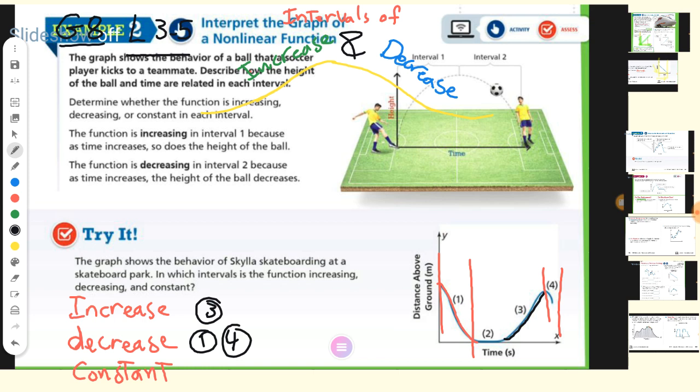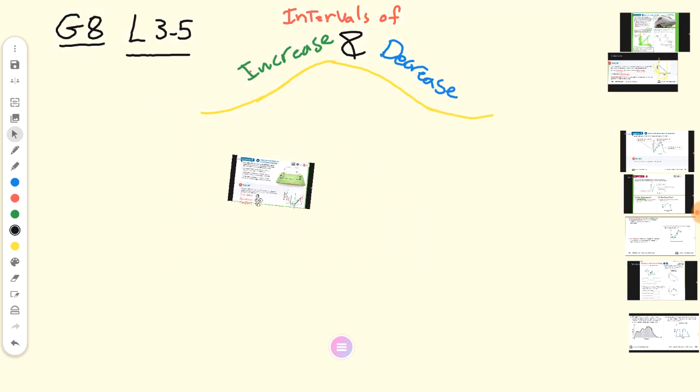What about the interval of 2? It's constant. It's not increasing and not decreasing. So we call it constant. In interval 2, the behavior of the function is constant. Okay, again to another example.